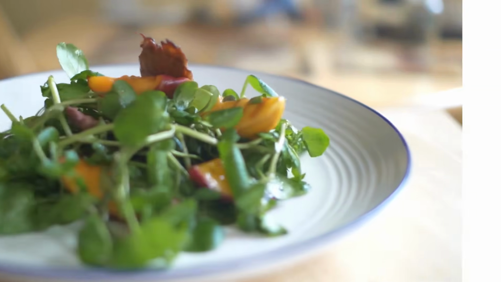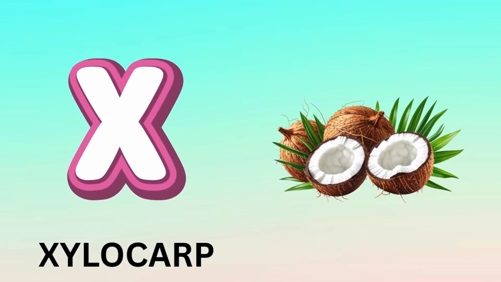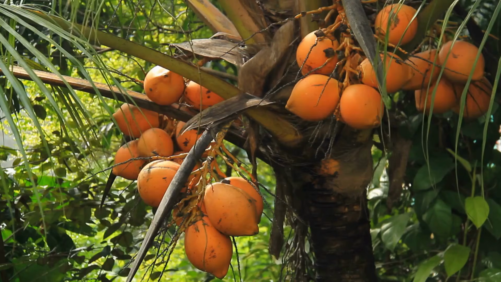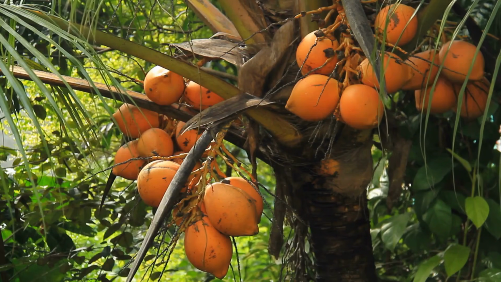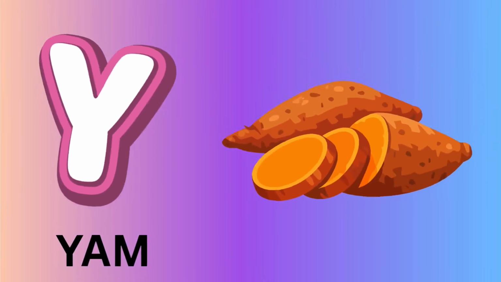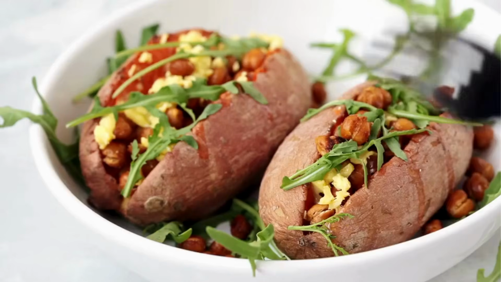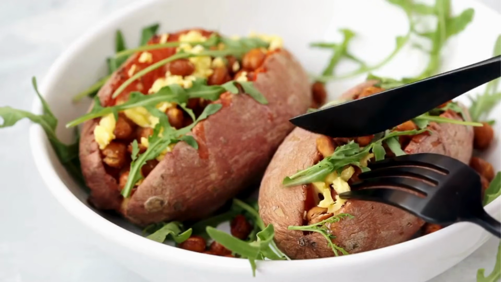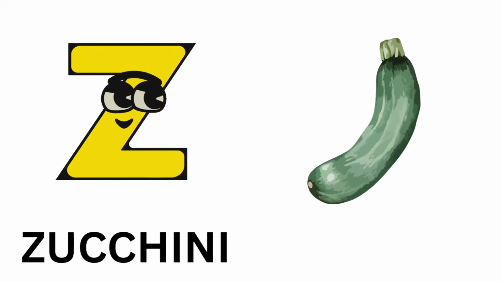W is for watercress. X is for xylocarp. Xylocarp. X is for xylocarp. Y is for yam. Yam. Y is for yam. Z is for zucchini.